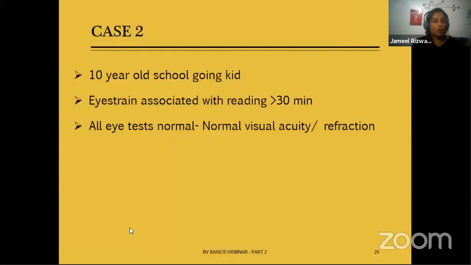And so if you have any doubts with respect to that first case, you just can type in the chat box and we'll take the questions later.